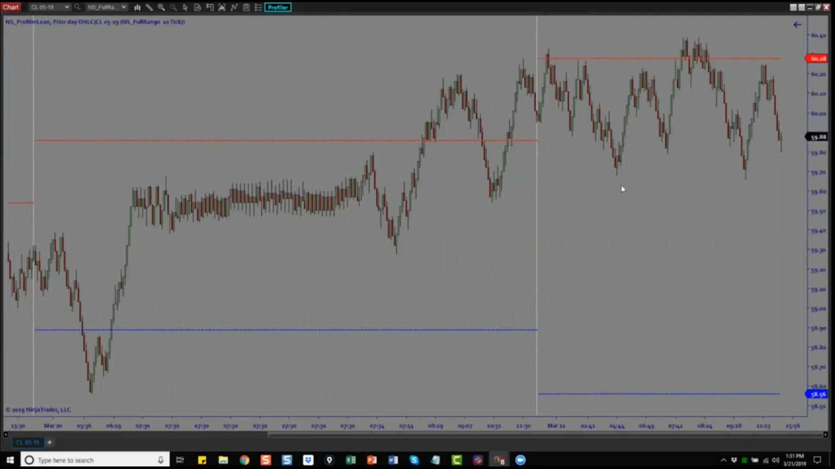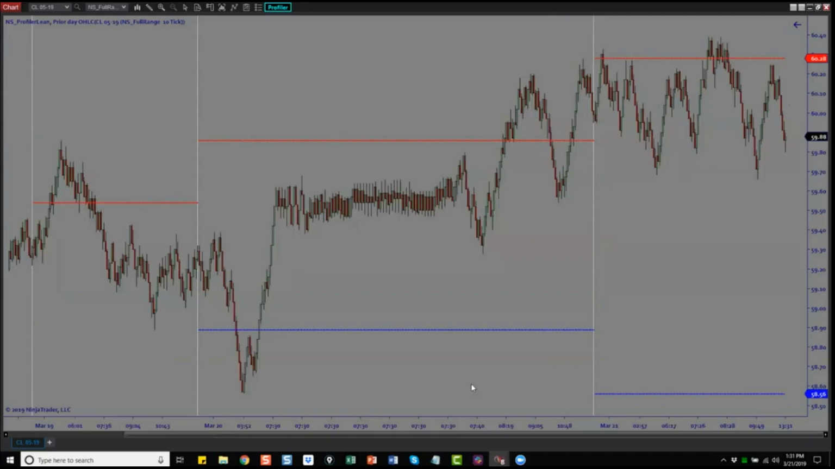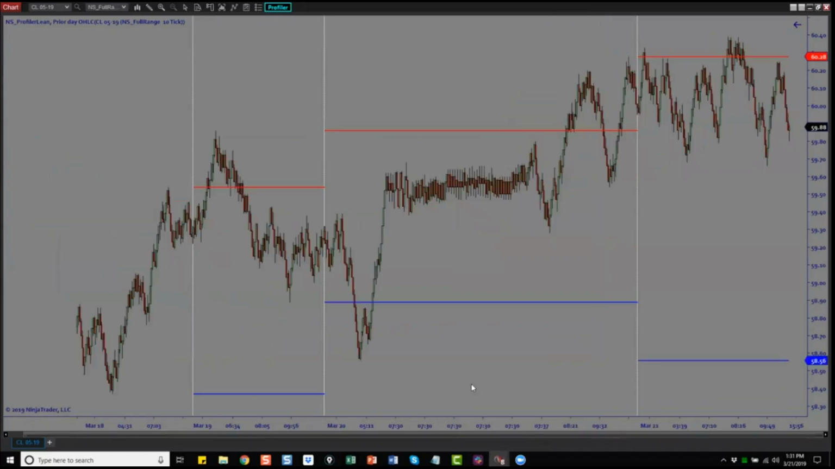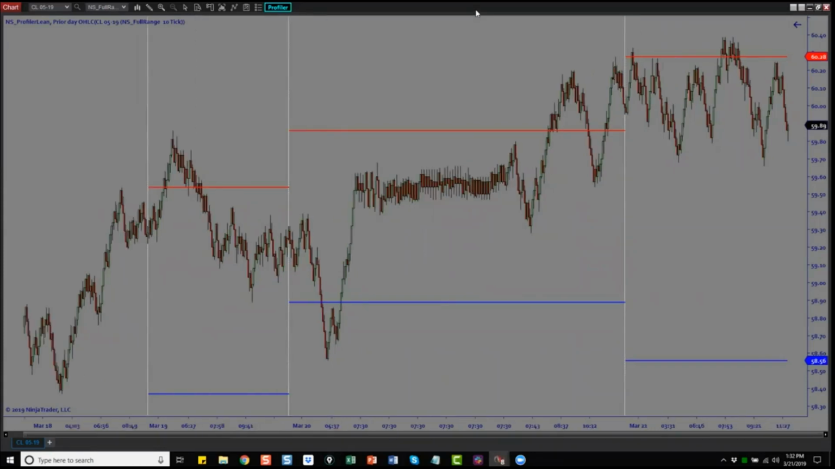I don't make this stuff up. I study statistical analysis, and everybody else that understands volume profile or market profile does the same thing. Anybody that knows how to use it effectively will use the same concept.